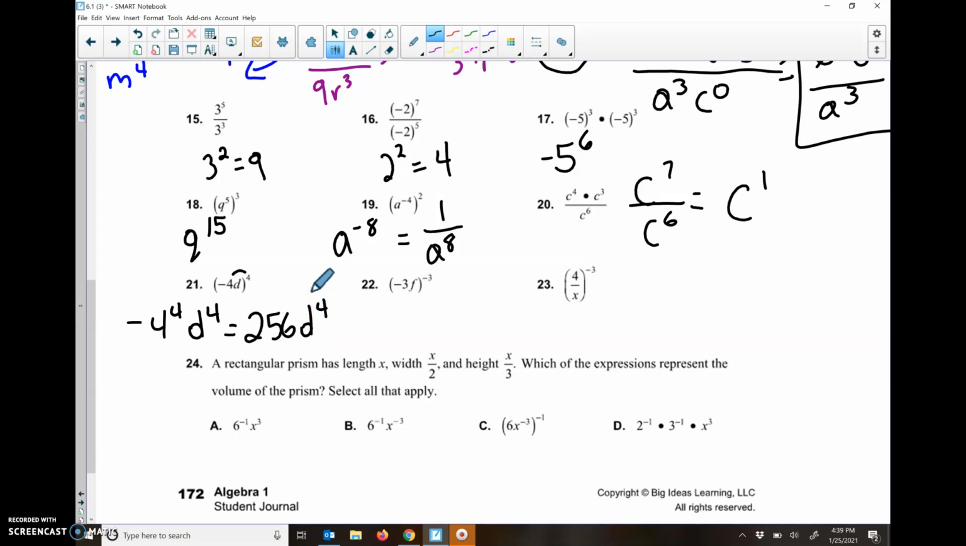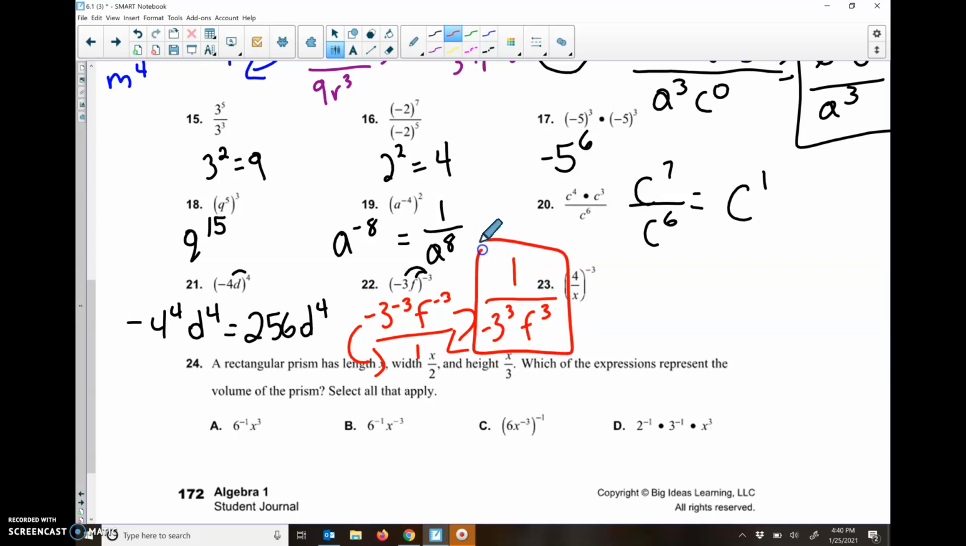Okay, same thing here. The negative 3 is going to go to both. So that means I have negative 3 to the negative 3 power and f to the negative 3 power. But wait, since they both have a negative exponent, they're going to switch sides. So they go down from the numerator to the denominator. So then we end up with 3 to the third power over f to the third power.